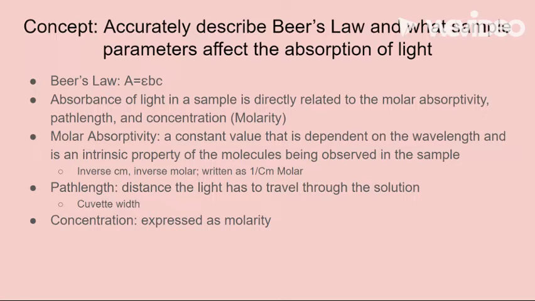For example, if the path length, aka the width of the cuvette, is longer, then the absorbance will be higher because the light has to go through more solution. If the path length is shorter, the light has to travel through less solution and the absorbance will be lower. If the solution is more concentrated, the light will interact with more molecules and therefore the absorbance will be higher, whereas if a solution is less concentrated, the light will interact with fewer molecules and the absorbance will be lower.